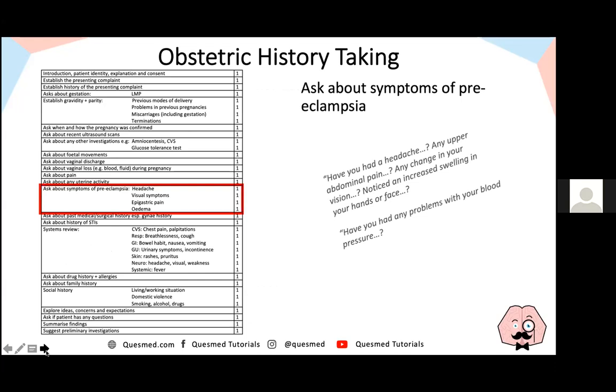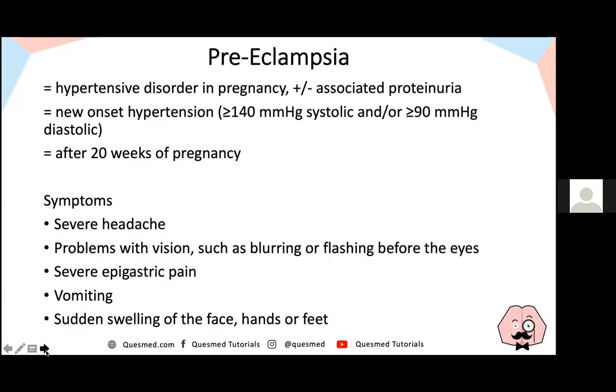When we ask about symptoms of preeclampsia, so we're obsessed with preeclampsia in pregnancy, and we always ask about these symptoms. So remember that preeclampsia is a hypertensive disorder of pregnancy. Normally we'd see that with protein in the urine, and it is a new onset hypertension, so over 140 over 90. Normally occurs after 20 weeks, and the classic symptoms are headache, visual disturbance, epigastric pain, vomiting, and any sudden edema.